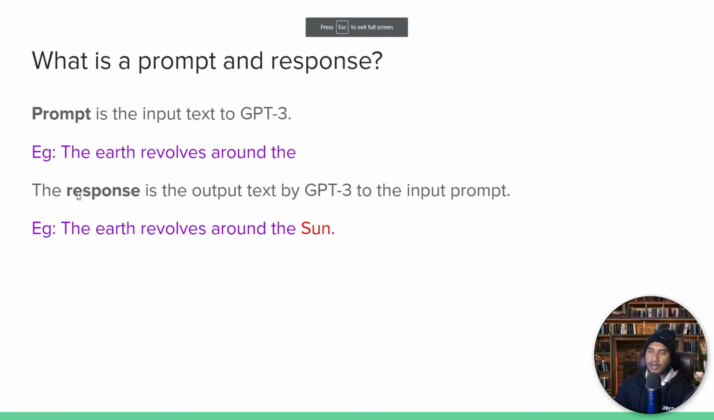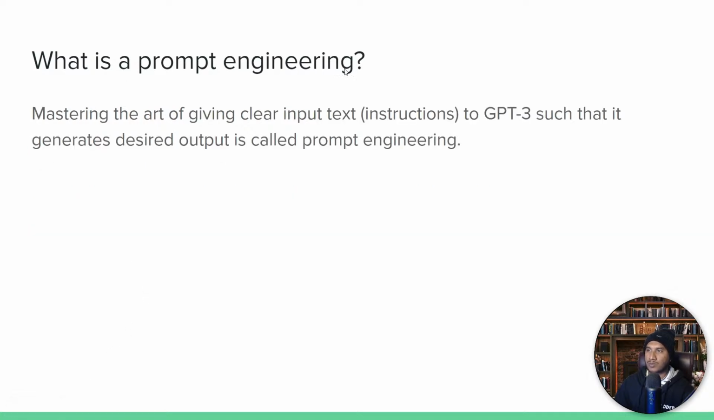So what is prompt and responses? Basically, first of all it tries to understand the prompt, and based on the prompt it will generate the answer. Now there is a concept of prompt engineering. So what is prompt engineering? Mastering the art of giving a clear input text instruction to GPT-3 such that it generates a desired output is called prompt engineering. It's not that you can give any kind of random prompt.